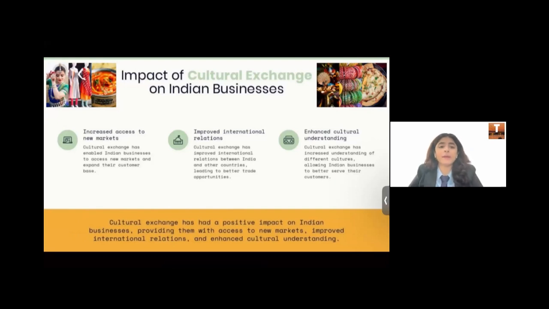Now we'll be talking about the impact of cultural exchange on Indian businesses. So how does cultural exchange impact Indian businesses? By enhancing business relationships. Because by taking the time to learn about a culture and respect the customs or traditions of other cultures, Indian businesses can establish trust, mutual respect, and long-term partnerships, which can lead to increased collaboration and trade.